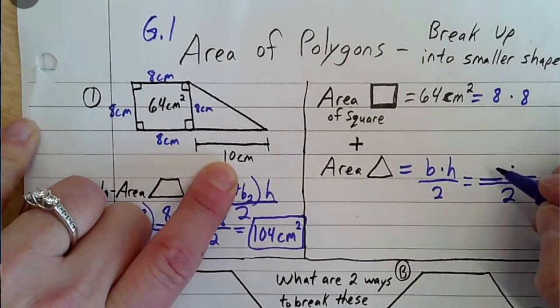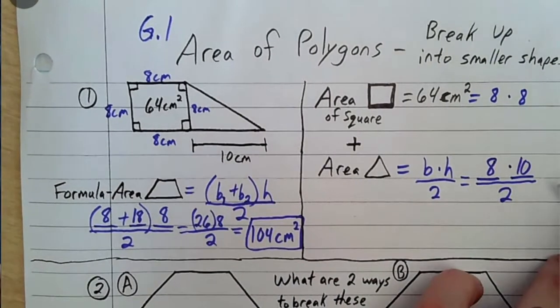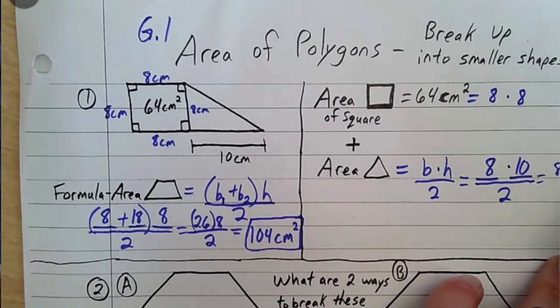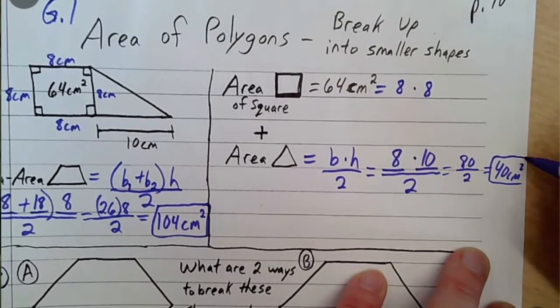So base and height would be 8 and 10. Here, 8 times 10 is 80. 80 divided by 2 is 40 centimeters squared. So move this over so you can see that 40 centimeters squared.